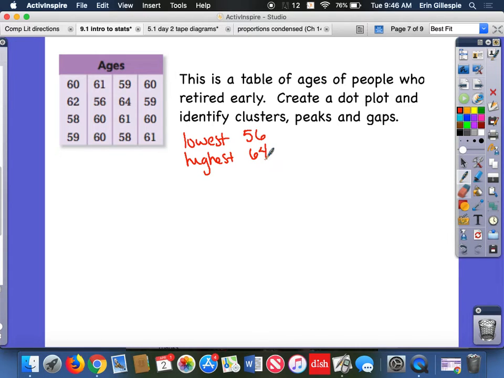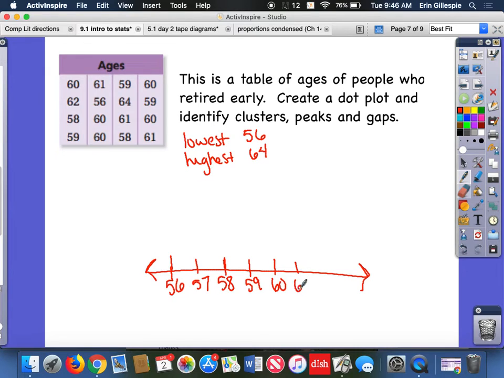So I'm still just going to count my ones. I won't show crossing off in the table this time because that'll take a little extra time, and you guys hopefully got that down. 59, 60, 61, 62, 63, 64. Okay, so you should have 1 dot above 56, 2 dots above 58, 3 above 59, 1, 2, 3, 4, 5 above 60, 3 above 61, 1 above 62, and 1 above 64.